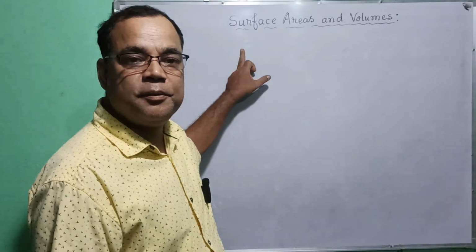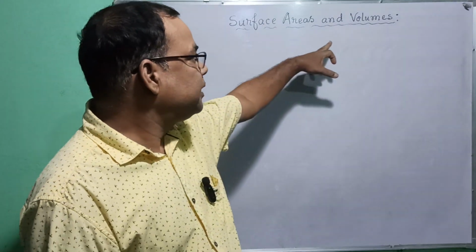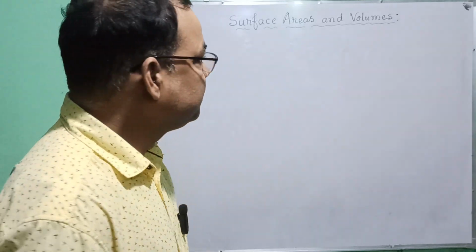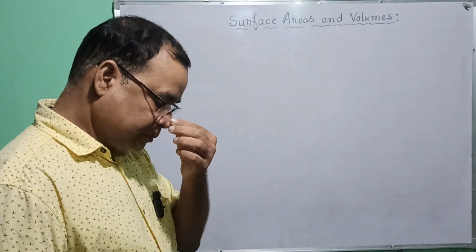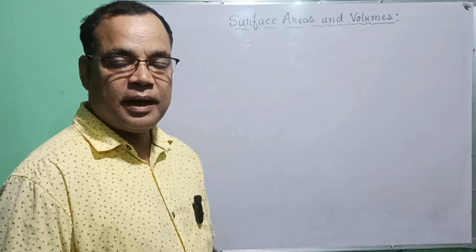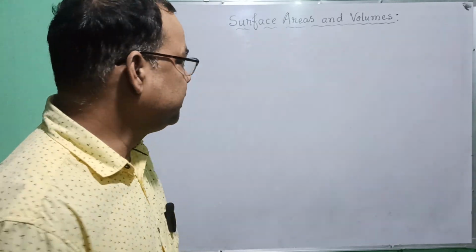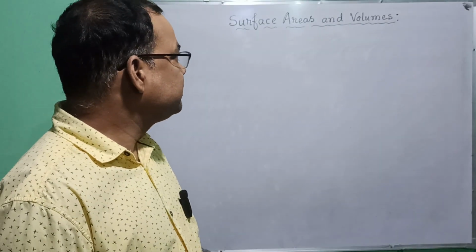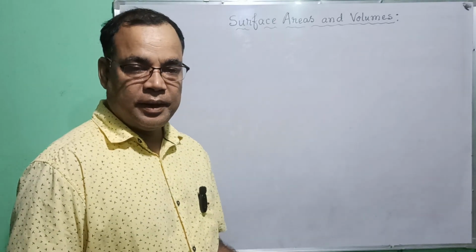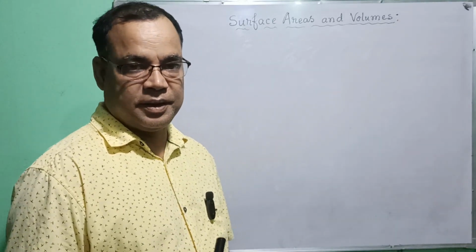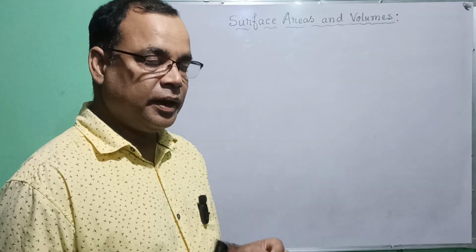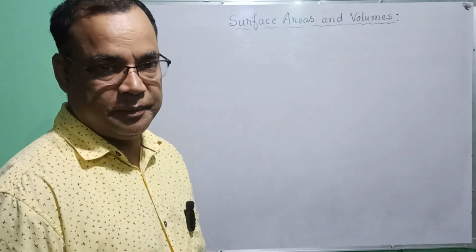Today I am going to start a new chapter, surface areas and volumes, which is included in class 9 and 10 also. So I think from this chapter, both classes will get the benefits. Today I'll give you only the formulas related to surface areas and volumes. There will be 16 or 17 formulas. If you can remember these formulas, then any type of question given, you can solve it.